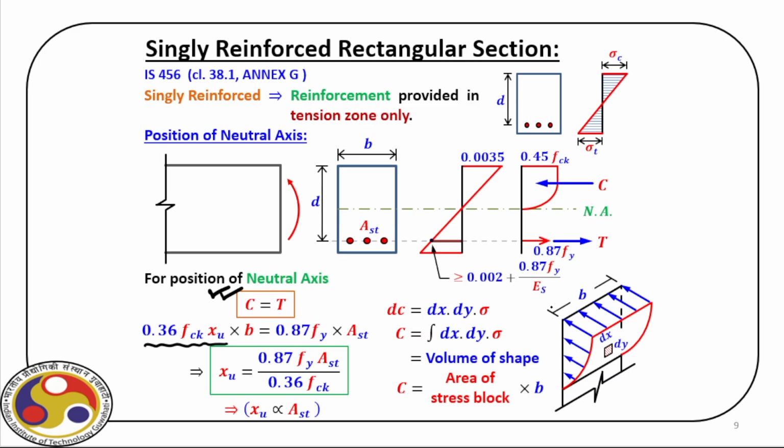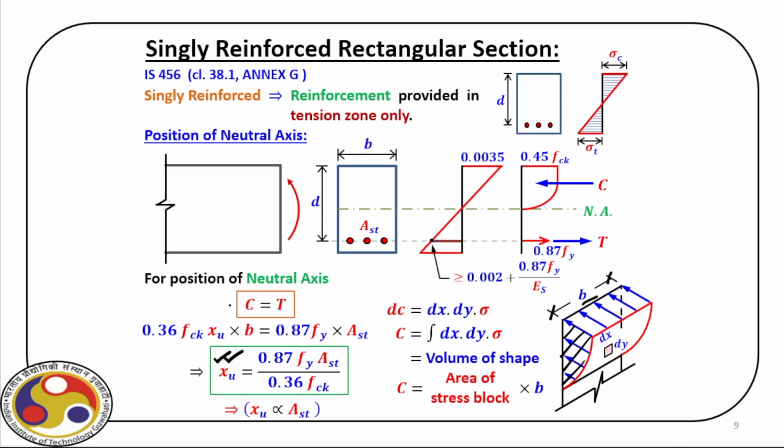As you can see, over this effective length of B, that is the width of the cross section, we have this stress block here. So we have figured out this cross-sectional area, and if we multiply that with B, we get the total compressive force acting over B. That will be equated to the tensile force in the steel, and for that we know the stress, that is 0.87 Fy, multiplied by the area of the steel, and we get the equilibrium condition between compressive force and tensile force. Now, from this expression, we get the value of XU.